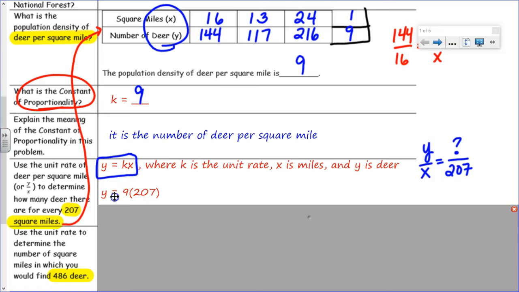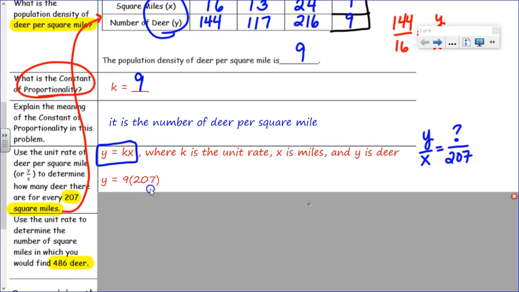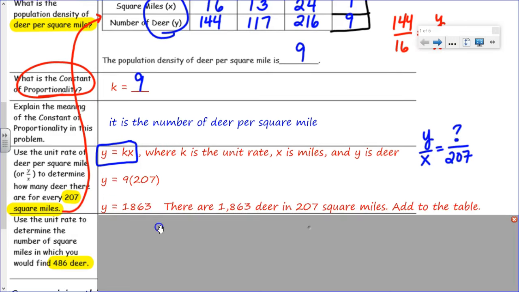Well, in this case, we know the 9 is the constant of proportionality, k, and we know that the square miles is 207. So if I multiply those two, I will actually get the answer, and hopefully that's what you got over here. It should be 1,863 deer. Now, if you go back here, if you divide 1,863 deer by 207 square miles, that should give you 9.